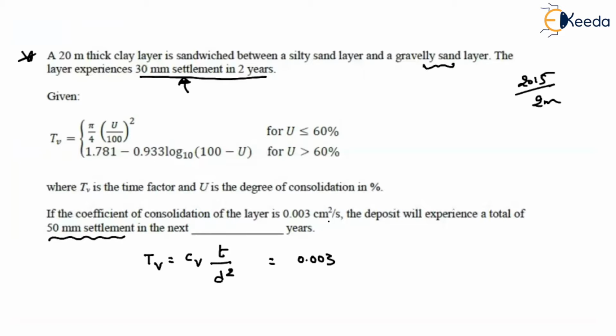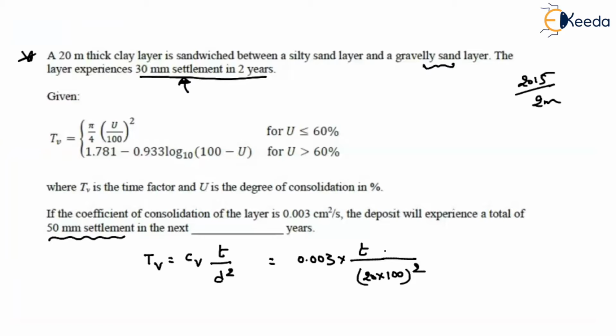0.003 centimeter square per second, into your time substituted in seconds. So how much time is given? That is what we have to find out. So let us keep it as T divided by what is the thickness? 20. As we're substituting in centimeters, let us convert into centimeters: 20 into 100 whole square. But again, the thing is, we don't know the T value. Then how can we proceed?